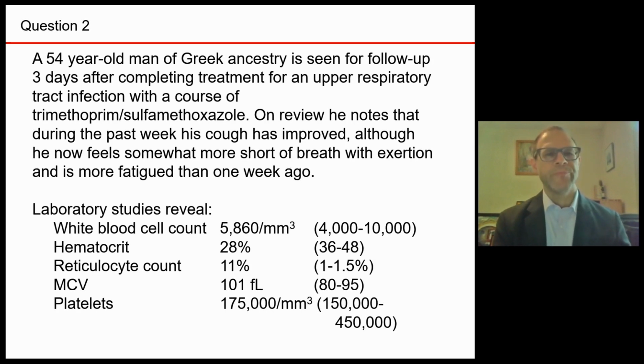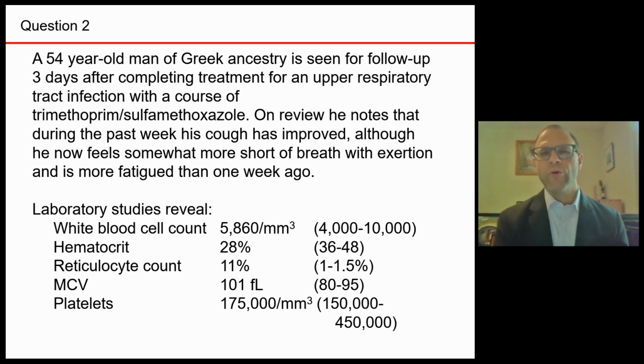The next question, a 54-year-old man of Greek ancestry is seen 3 days after completing treatment for an upper respiratory tract infection with trimethoprim sulfamethoxazole, also known as Bactrim. On review of his history, it seems that he started to get better, but now is becoming more short of breath and fatigued. And his labs show a hematocrit of 28% with a reticulocyte count of 11%. MCV is also elevated at 101.